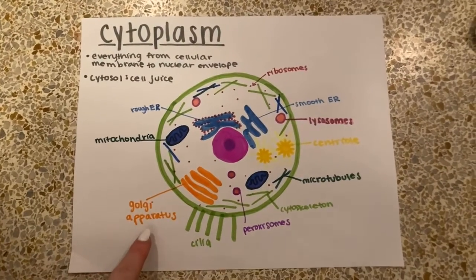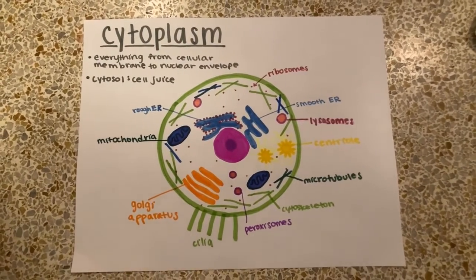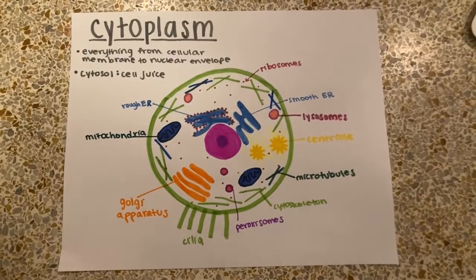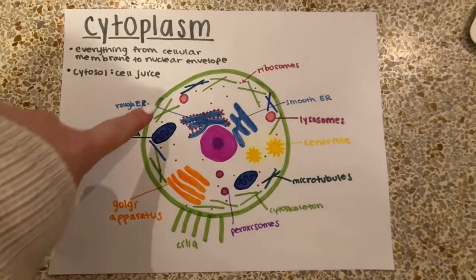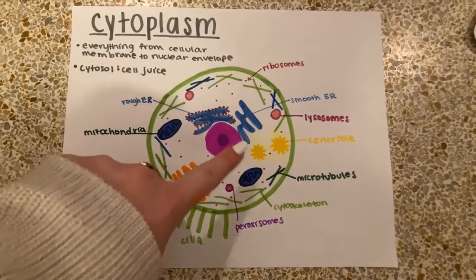Next we have the Golgi Apparatus, which packages, modifies, and then transports cellular products. It also works together with the rough ER and smooth ER.